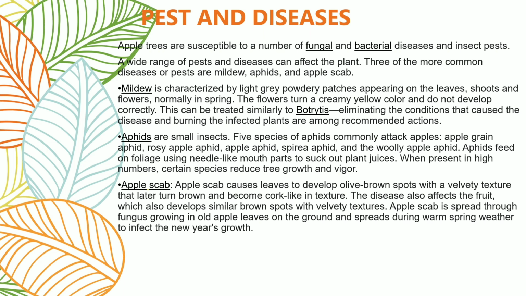Apple scab. It causes leaves to develop olive-brown spots with a velvety texture that later turn brown and become cork-like in texture. The disease also affects the fruit, which also develops similar brown spots with velvety textures. Apple scab is spread through fungus growing in old apple leaves in the ground and spreads during warm spring weathers to infect new growth.